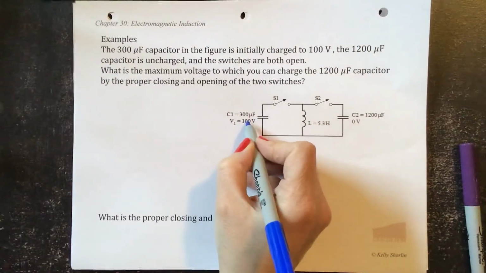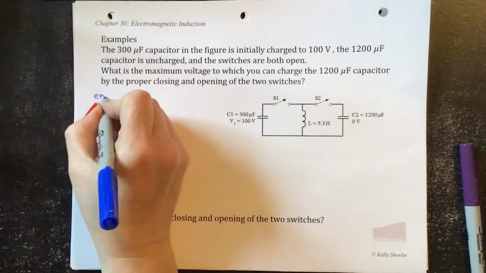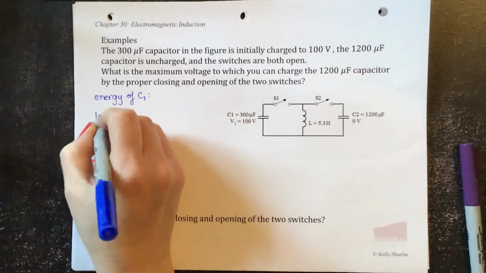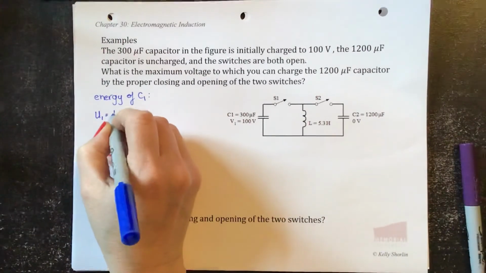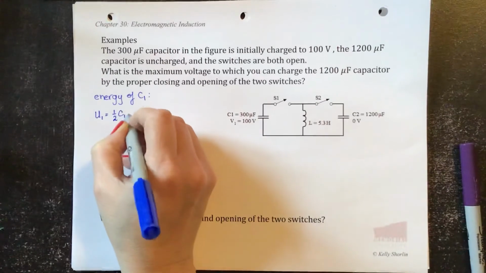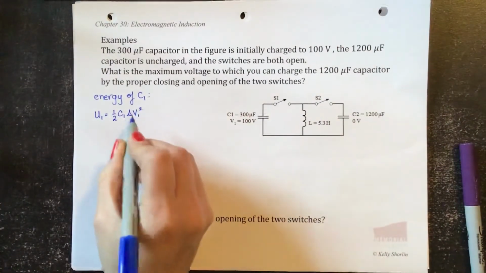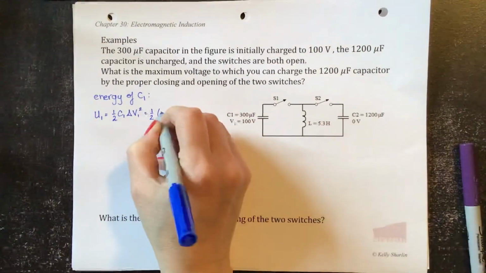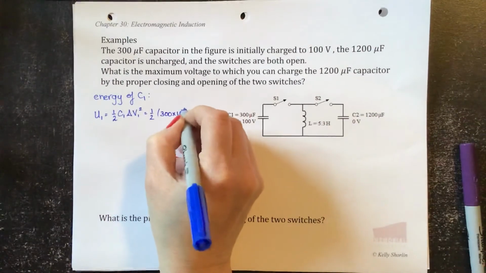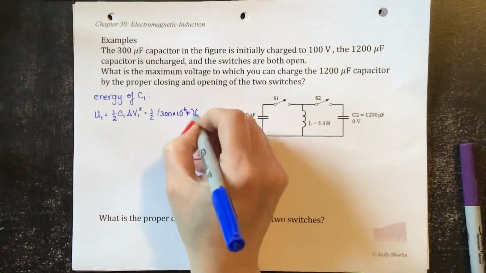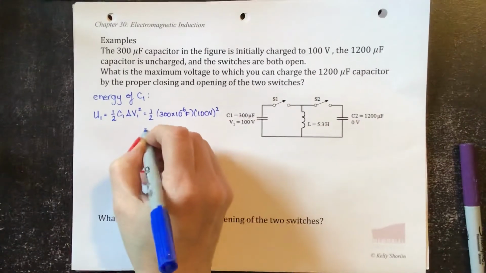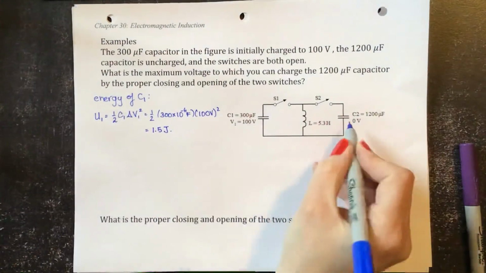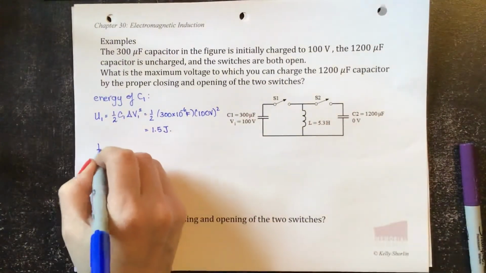So let's find the energy of the capacitor C1. So the total maximum potential energy of C1, I'm going to call that U1, is a half times C1 times delta V1 squared. This is the maximum potential difference on C1. So that's a half times 300 microfarads times 100 volts, that has to be squared. That gives us a total energy of 1.5 joules. Okay, then what we're going to do is we're going to transfer that energy to C2.